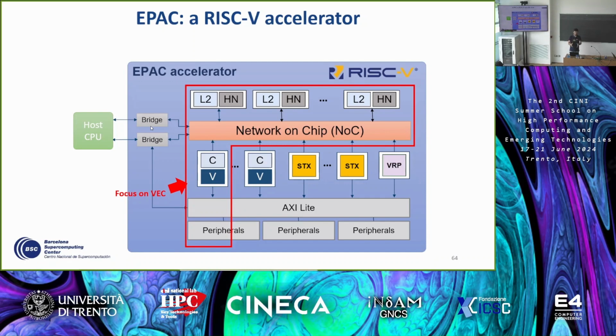So what we did in this first prototype is a chip without a memory controller, but with a bridge, a link to the external world, so that the memory controller is outside. We can connect, for example, to an FPGA, and we use the memory controller in the FPGA.